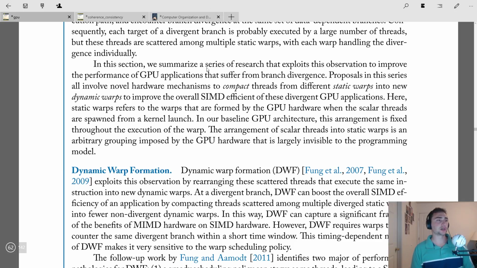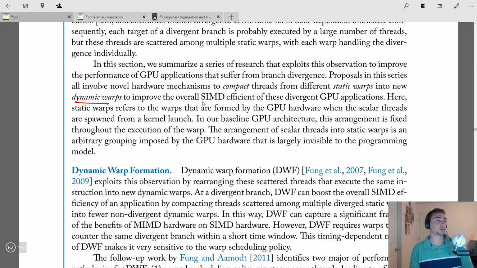So again, we're going to be summarizing a series of research that exploits this observation to improve the performance of GPU applications that suffer from this branch divergence. So not for very regular applications, more so for irregular applications. This includes things in hardware, ways to compact threads from different static warps into new dynamic warps, to improve the overall SIMD efficiency of these diverged GPU applications. We want as many active threads as possible progressing things forward at the same time, and not just be inactive.